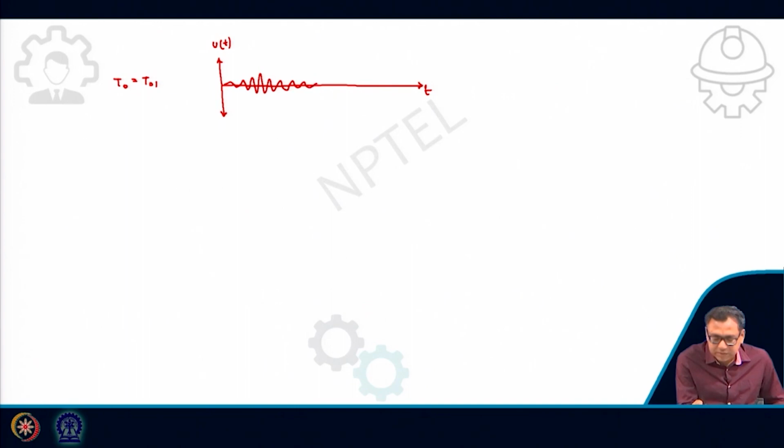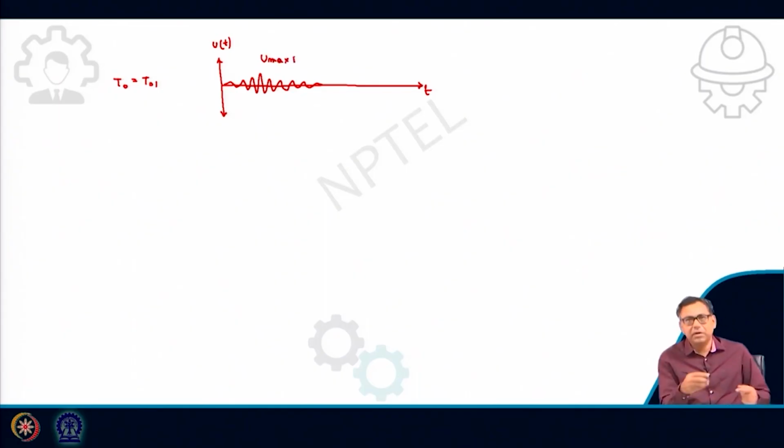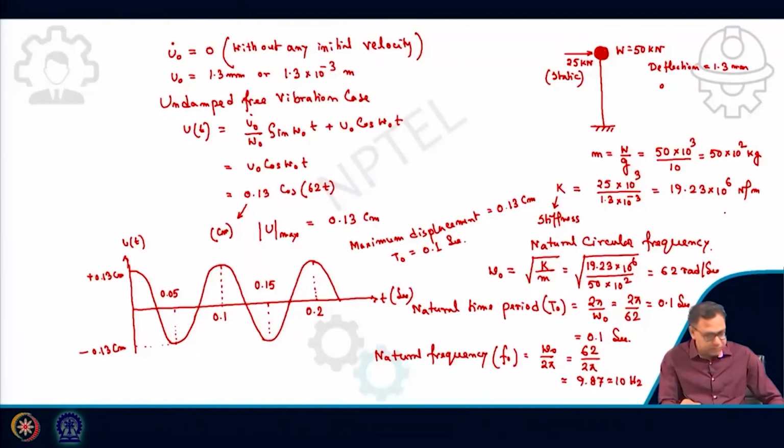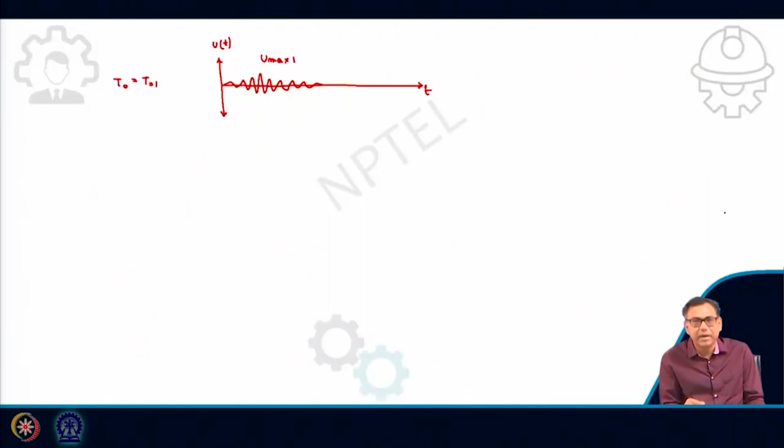So this is a displacement response. From here you will get the maximum value. So this will give you u max 1, or you can take the modulus actually, because it is the maximum value. It can be negative or positive also. So this is your u max 1 you will get.